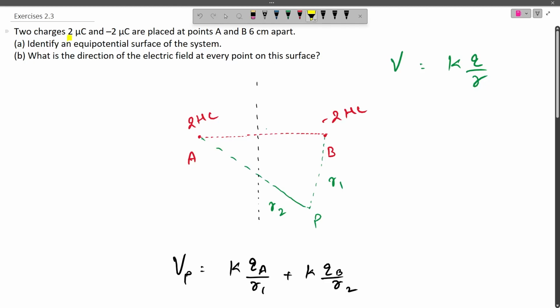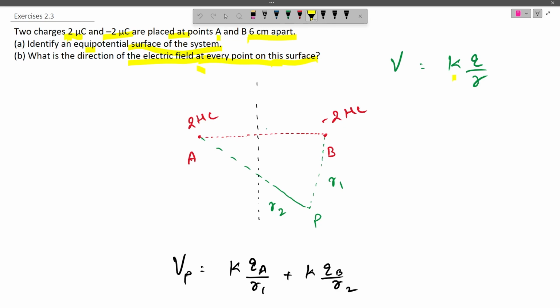The question says that two charges, 2 microcoulomb and minus 2 microcoulomb, are placed at points A and B 6 centimeter apart. Identify an equipotential surface of the system and what is the direction of electric field at every point on this surface.